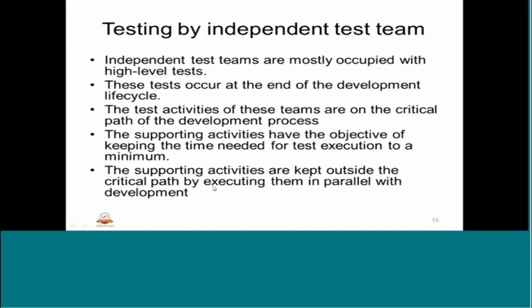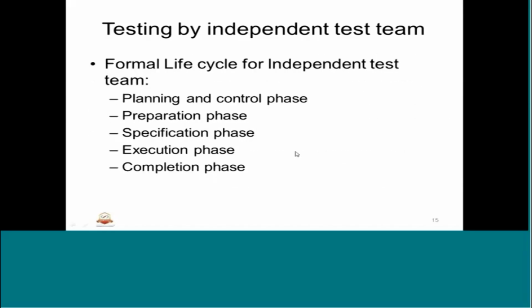Supporting activities are kept outside the critical path by executing them in parallel with the development. As I said, support activities like test books development and identifying the strategies in parallel to development are all taken care of as a separate activity, supportively for development as well as testing. So this will not be a critical path, but it's used while test execution or actual testing is happening, which is under the critical path.